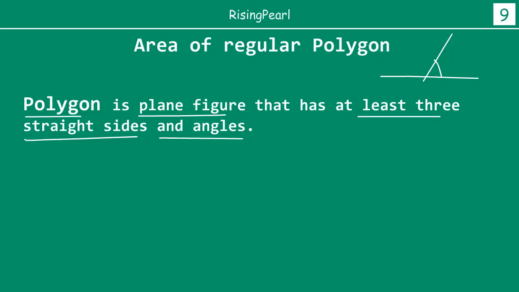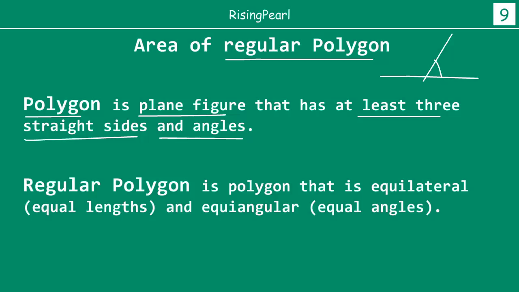So what is a regular polygon? A regular polygon is a polygon that is equilateral, with equal length sides, and equiangular, which means all the angles are equal. So a polygon is any closed figure that has at least 3 straight sides and angles, and a regular polygon is one where all the sides are of equal length and all the angles are equal.